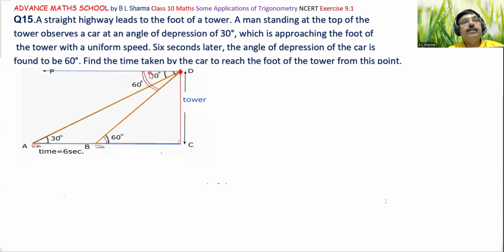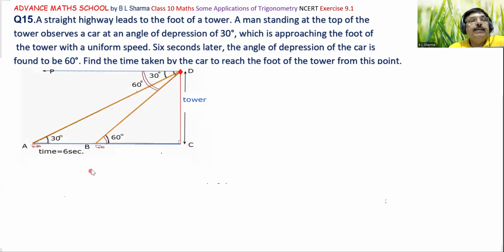The angle of depression is found to be 30 degree, then 60 degree. Since this angle is 30 degree, this angle is also 30 degree. Alternate angles are equal. This angle is 60 degree, so this angle is also 60 degree. Alternate angles are equal. Angle of depression 30 to 60 हो जाता है. तो बताइए, और यहां से यहां आने में 6 सेकंड लगता है, तो बताइए BC में यहां से यहां तक आने में, मीन्स फुट ऑफ टावर तक आने में कितना टाइम लगेगा और यहाँ टोटल टाइम कितना लगेगा.